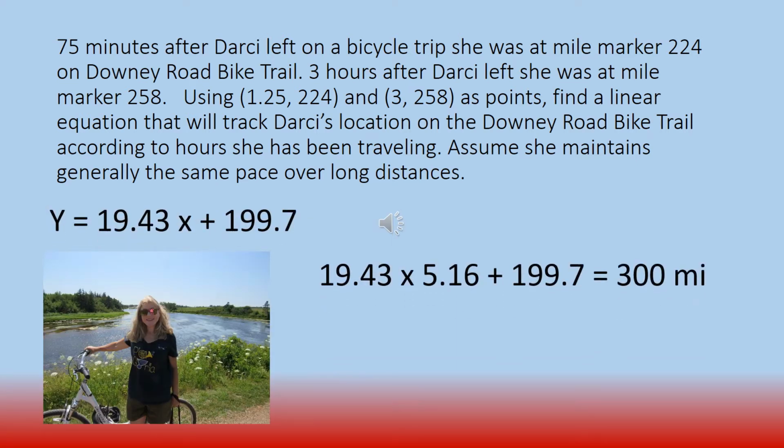We could use this equation now to find various information about her bike ride. For example, if you plug in 5 hours and 10 minutes, or 5.16 hours approximately, and you follow the linear equation, you get mile marker 300. So if she was aiming to reach mile marker 300, she could use the equation of this line to figure out how long it was going to take her, assuming she maintained the general same pace.